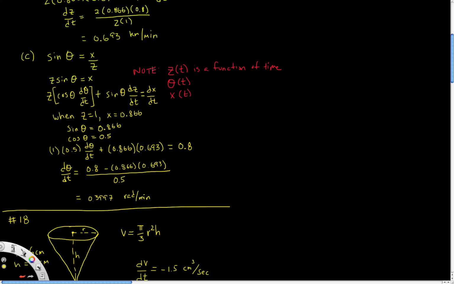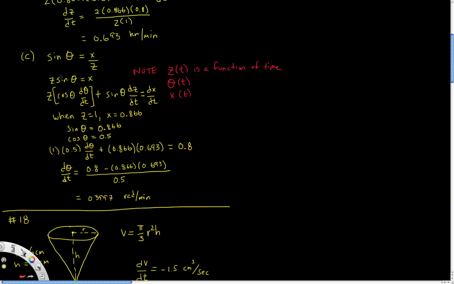Alright, and I also put a little note in here as kind of a reminder in red. Z, as written in this equation, really represents z of t. It's a function of time. That distance is changing, as is theta, as is x. So I've got three different quantities in this equation that are changing in time. Alright, now let's go ahead and differentiate with respect to time.